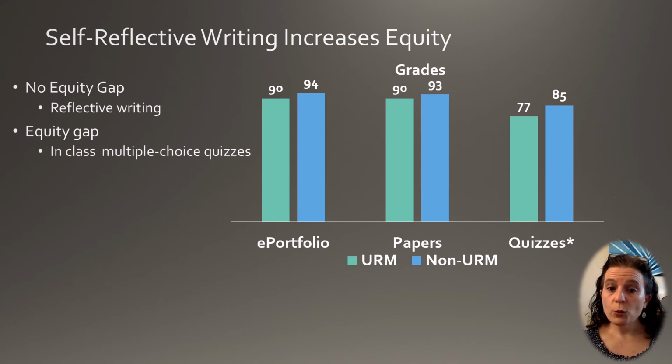But in the quizzes, which were open book and open note, there was a significant difference, so that underrepresented ethnic minority students received on average 77% and non-underrepresented ethnic minority students got 85%. And I think this is pretty powerful because they were open book, open note, pretty easy quizzes. The quizzes were not designed to be hard. There's that equity gap. It didn't shift their grade, but, as I said at the beginning, perhaps it has some impact on their sense of academic self-efficacy. And these writing assignments, which I think are a much better measurement of deep learning, didn't have an equity gap.